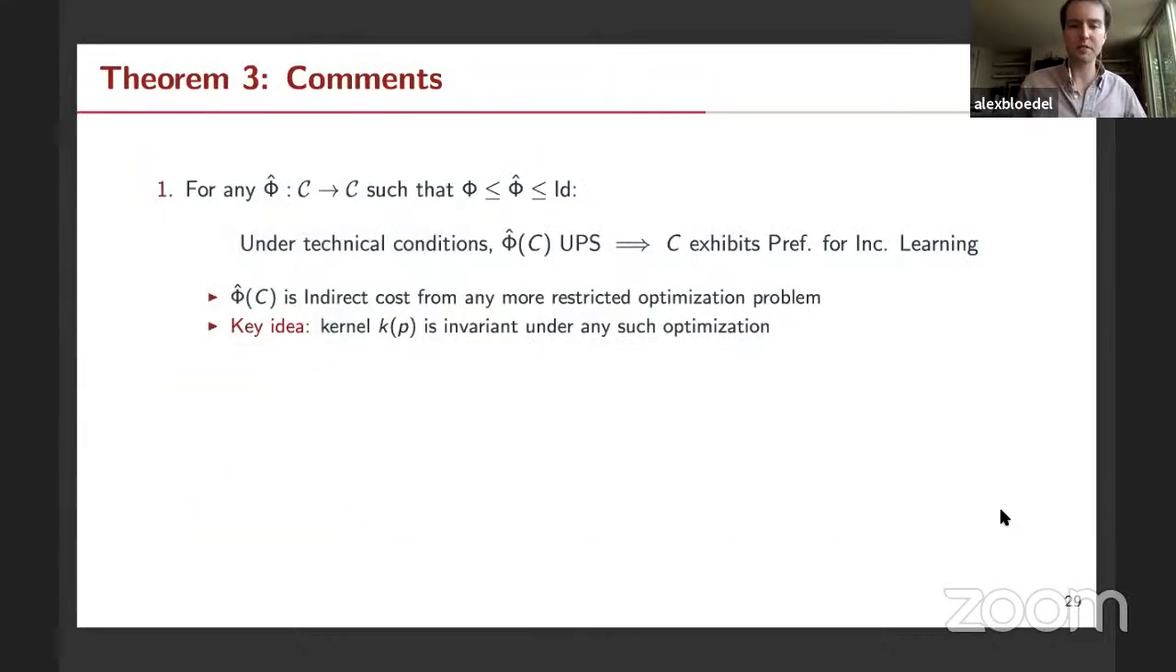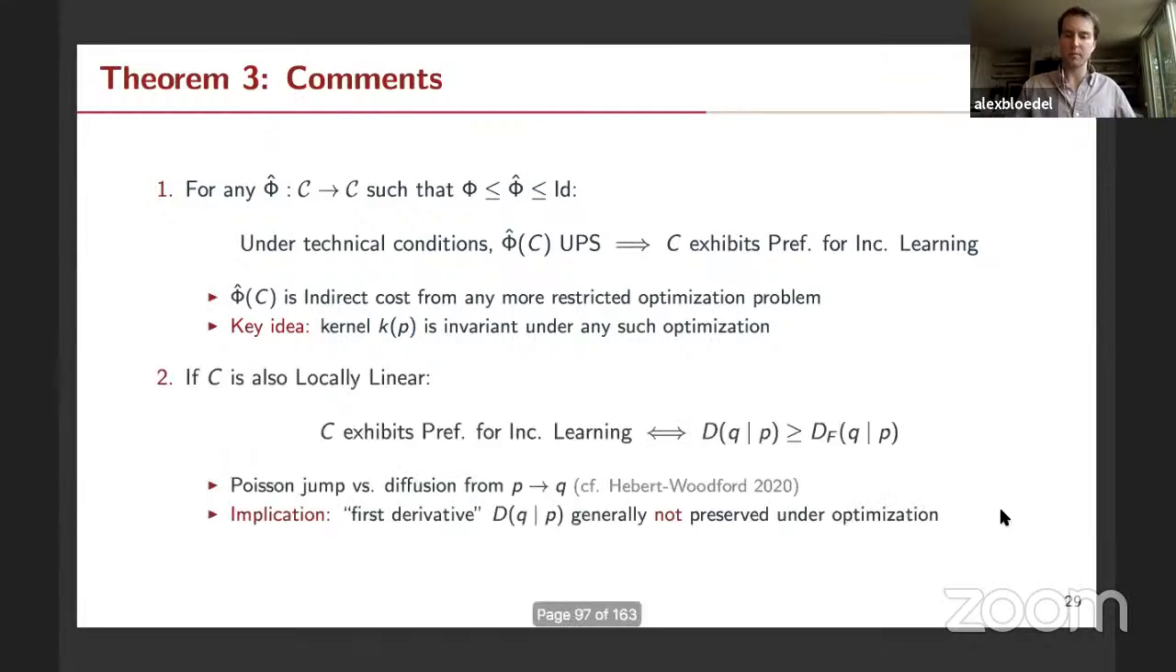Okay, so let me take the last 2 minutes to just briefly mention some implications. First, the necessity of preference for incremental learning actually extends to any more restricted optimization problem. So in any optimization where the decision maker can do at least as well as learning in one shot, if the indirect cost generated by that optimization is UPS, then the underlying direct cost must also exhibit preference for incremental learning. So the necessity part of the theorem is quite strong. And the key idea here is that the kernel is invariant under any such optimization.